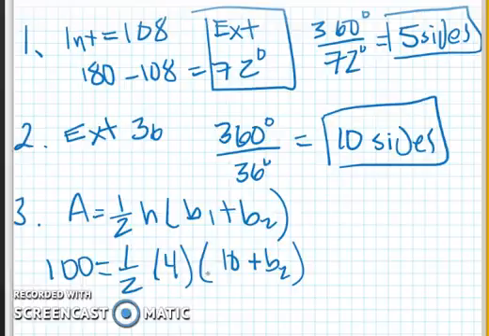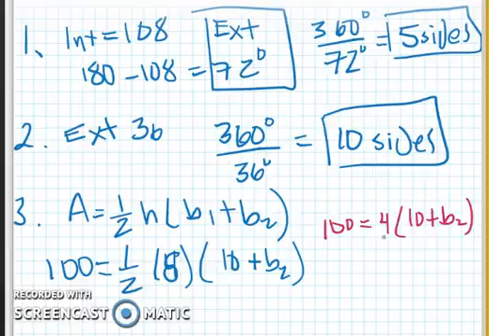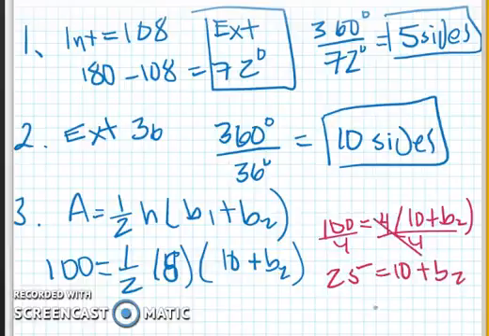Okay, I'm sorry, the height is 8. My bad. Okay, I could take half of 8, and what happens there, I get 100 equals 4 times 10 plus b2. I can divide both sides by 4, and I get 25 equals 10 plus b2. The 4's would cancel here. Subtract the 10, and b2 equals 15. Alright guys, those are the first three. Let's keep moving.